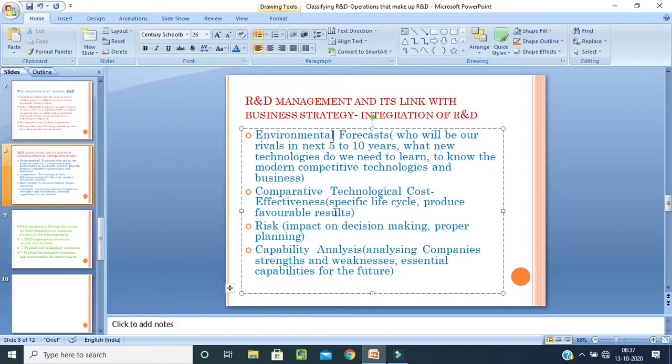I repeat once again, students. First one is the environmental forecast. Second one is comparative technological cost and effectiveness. Third one, risk. Fourth one, capability analysis. All these things are what organizations focus on when they tie up for future technology upgrades. So this helps reduce risks in the future.